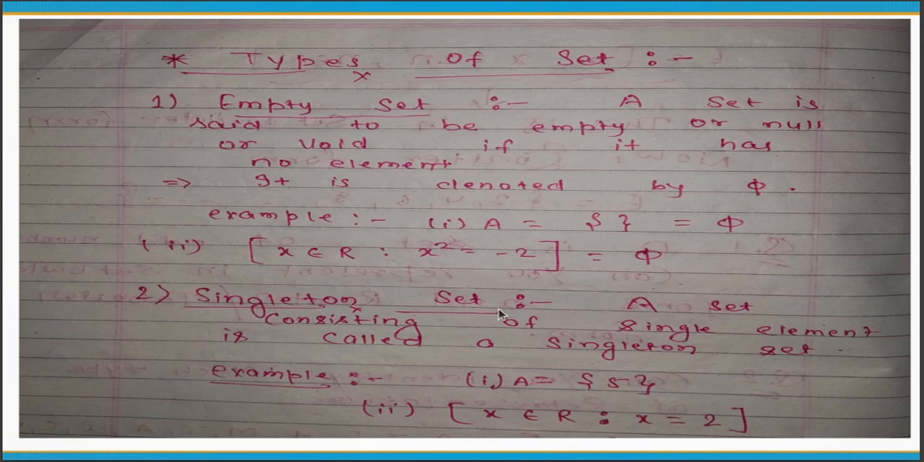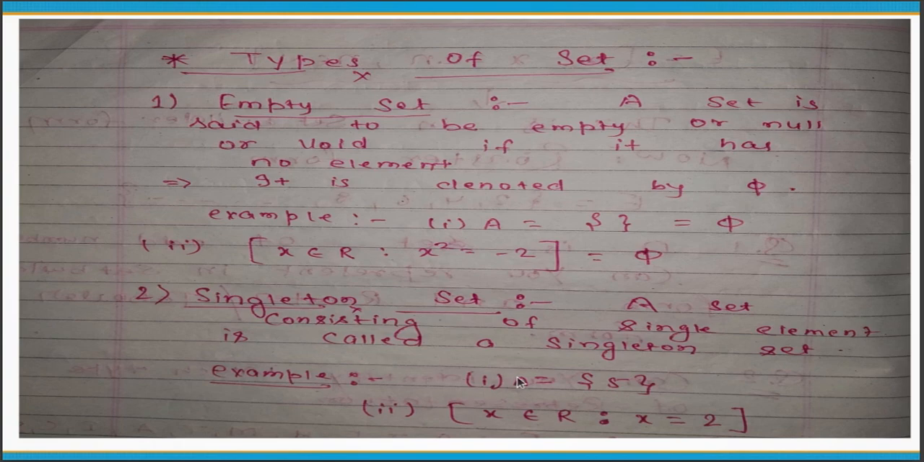Singleton set. The second type of set is the singleton set. A set consisting of a single element is called a singleton set. It means that the set has only one element.